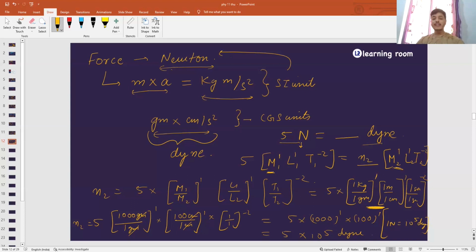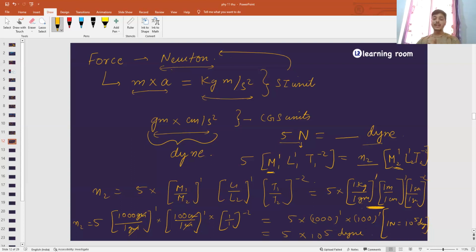So 5 into, like I just expanded, what is M1? M1 is the mass in the SI system of units. In the SI system, what is the unit mass? Unit mass is 1 kg. M2 is the mass in the CGS system of units. In the CGS system, what is the unit mass? It is 1 gram. So 1 kg upon 1 gram to the power of the dimensional power.